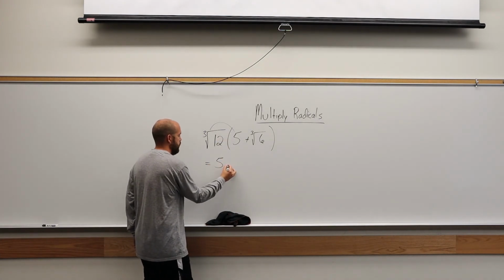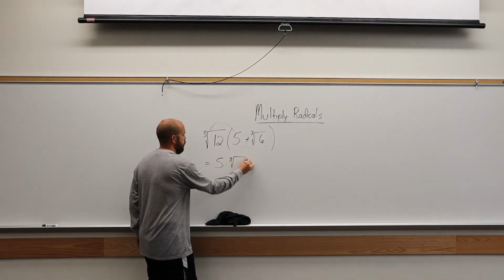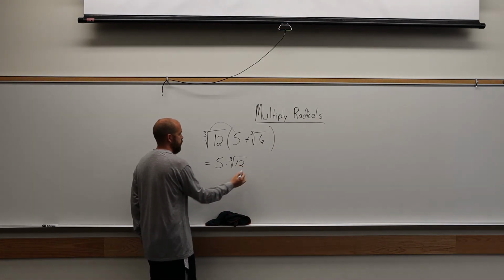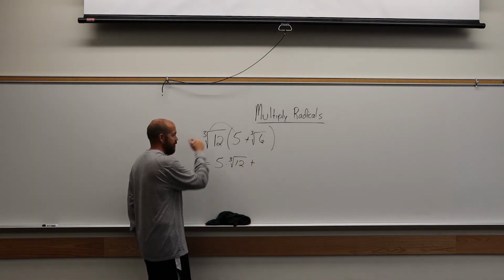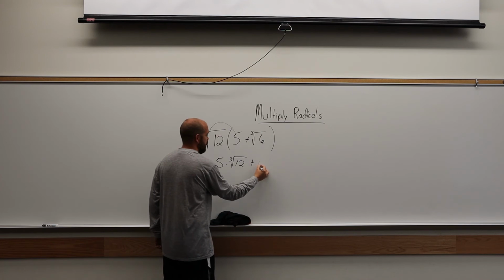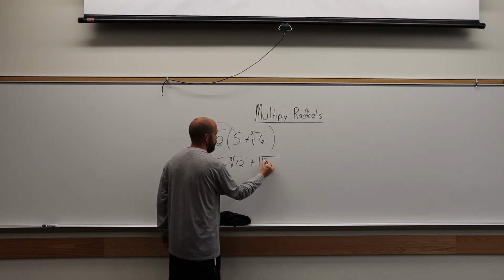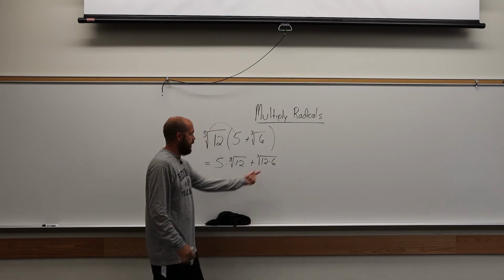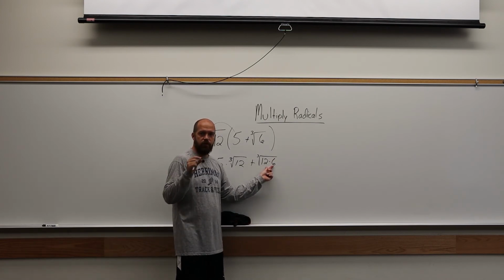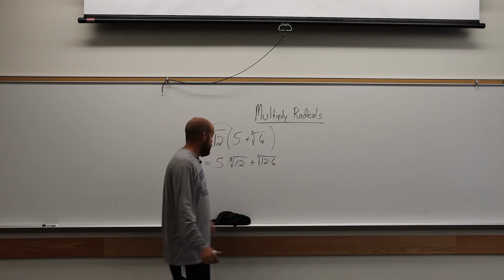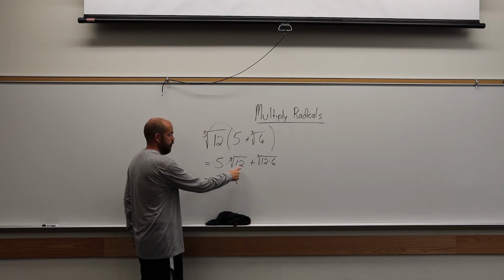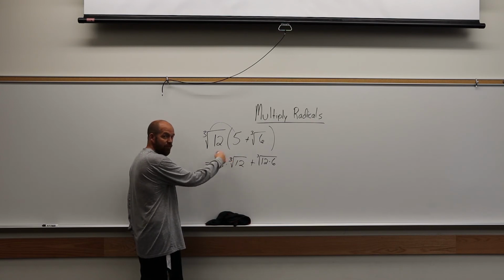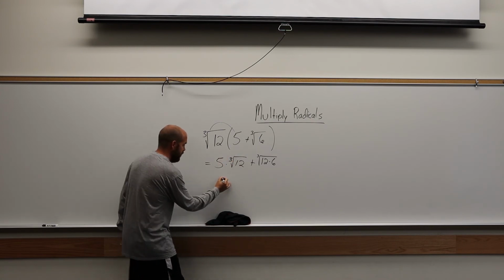Can't really do much with that, so it's 5 times the cubed root of 12 plus, now when I multiply here, they have the same index, so I can put them in the same one. So I'm going to do a cubed root of 12 times 6. Notice that I'm not multiplying it out yet because I want to try and reduce this and see if I can take anything out. This one breaks down to a 4 times 3. 4 is 2 squared. I don't have enough 2's to take one out, so I just leave this.